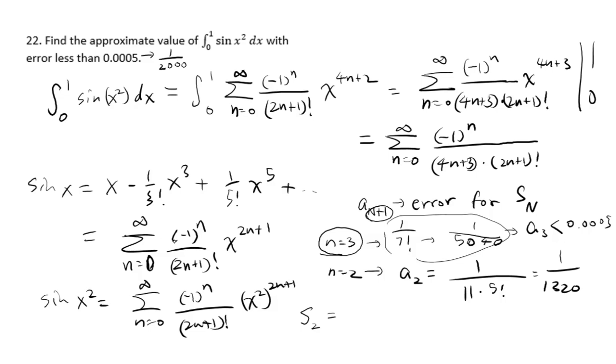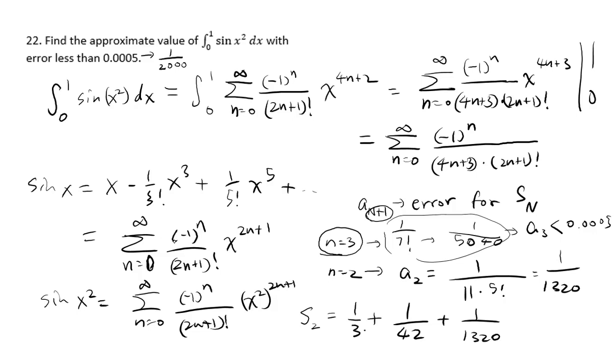Okay, so starting from 0, when n is 0, you get positive 1 and 3 there, and then 1 factorial. So 1/3 is what you get when n is 0. This is a0. a1 would be 1 over 7, and then 3 factorial is 6. 6 times 7 is 42. And then we just did a2, which is 1 over 1320. So that's the approximate value.